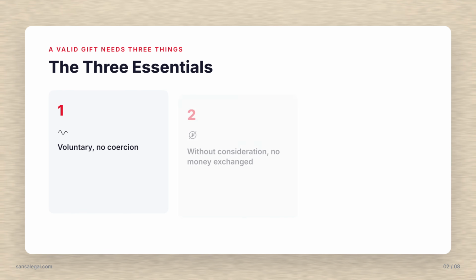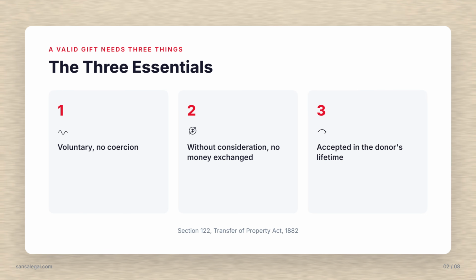Section 122 defines a gift as a transfer of existing movable or immovable property made voluntarily and without consideration from donor to donee. Three elements are essential. The transfer must be voluntary, free of coercion or undue influence. It must be without consideration, meaning no money or value changes hands. And the donee must accept the gift during the donor's lifetime, while the donor is still capable of giving.